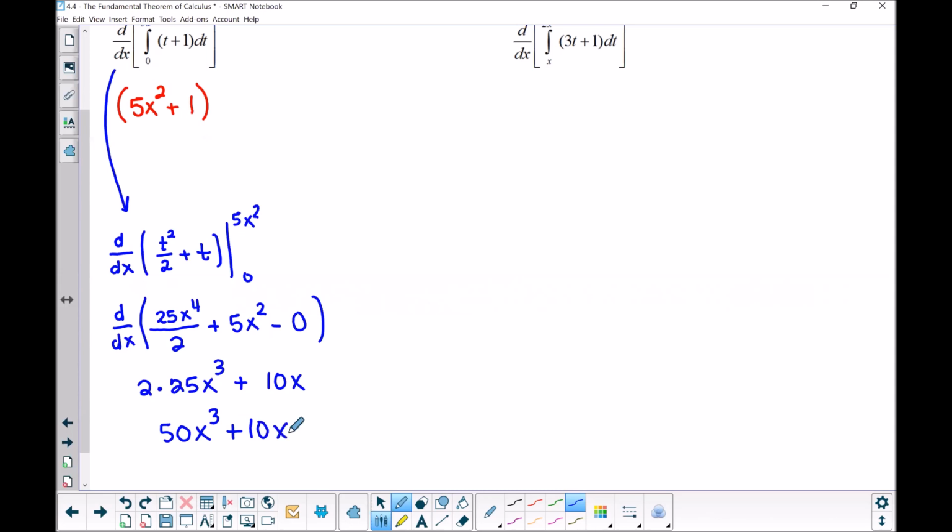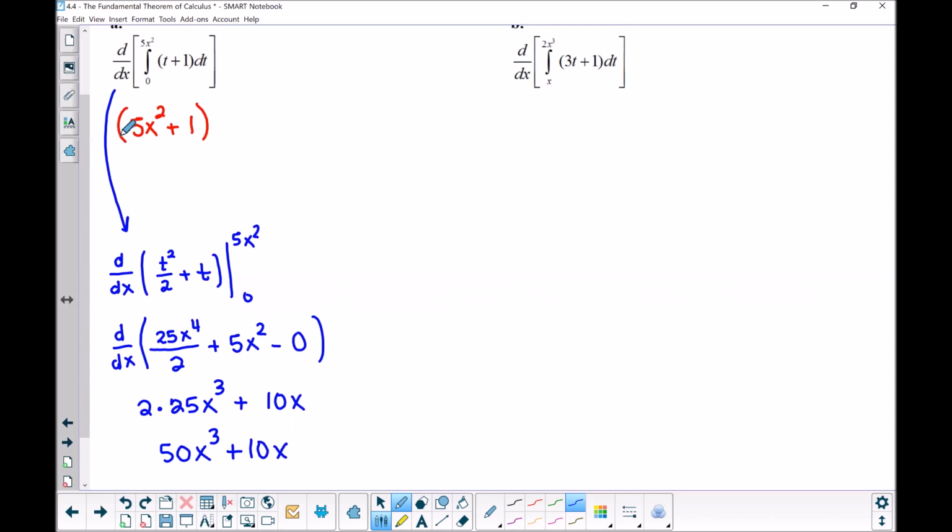50x cubed plus 10x. But if we look up here at our answer in red, we don't have anything nearly as robust as that. It seems like there's something more that we need to tack onto this. Maybe something more that we need to multiply this by. Maybe we need to multiply it by the derivative of that upper bound. Do these match, guys? They do now. So the trick is the chain rule.